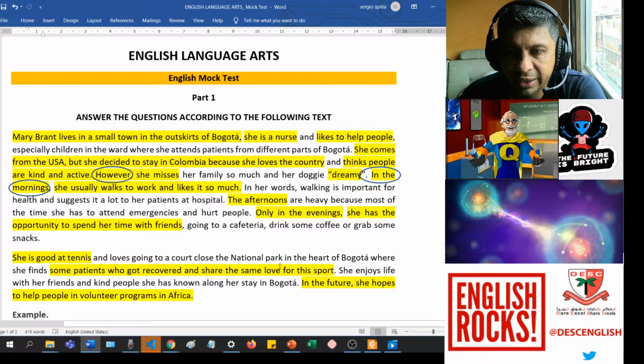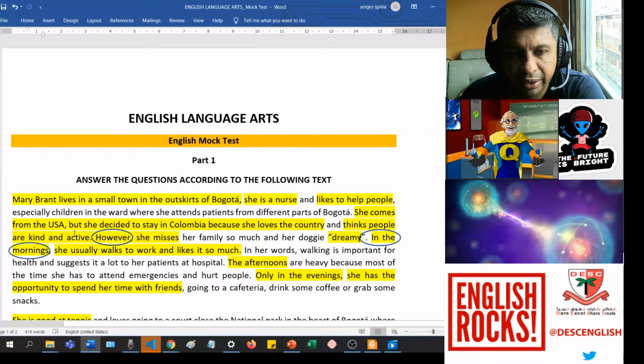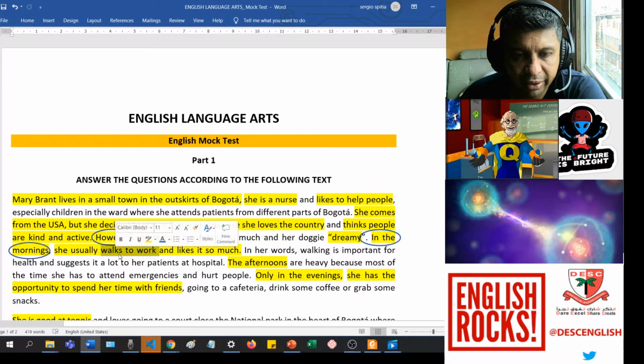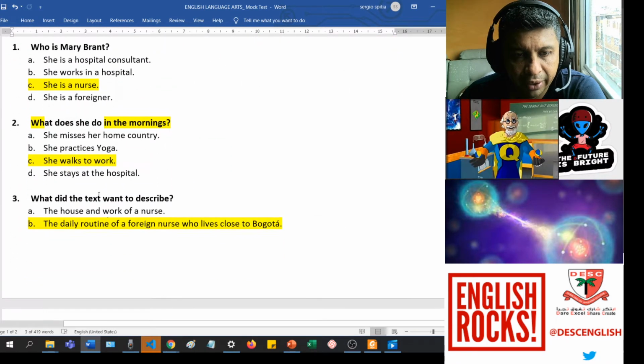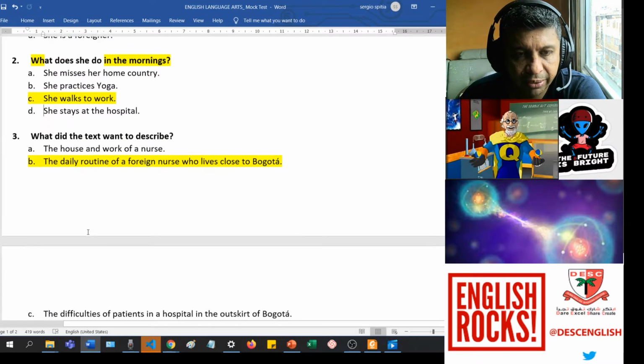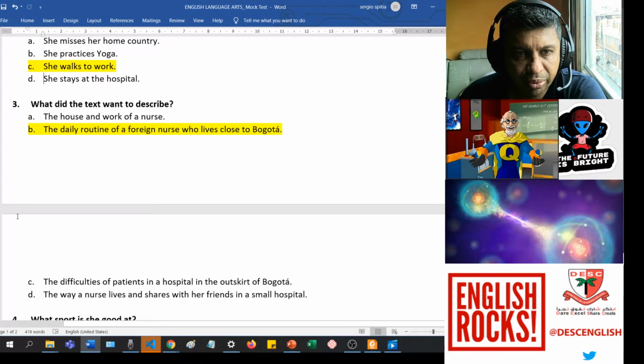Resaltada, vamos a regresarnos a she comes from work in the mornings, she usually walks to work correctly, so ella camina al trabajo. So there's no any other alternative to that C, she walks to work. Let's continue point 3. What did the text want to describe?